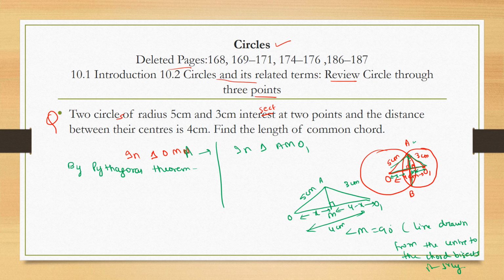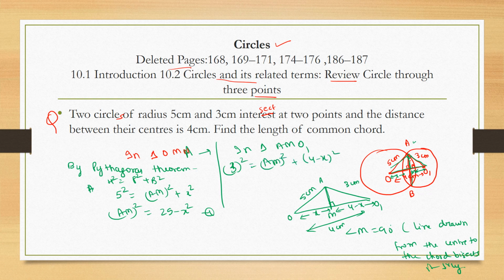So by Pythagoras theorem, hypotenuse square is equal to perpendicular square plus base square. So hypotenuse is 5 square, perpendicular AM, and base is x square. So AM square is 5 square, that is 25, minus x square. This is your first equation. From here, you have 3 square equals AM square plus (4 minus x) whole square, right? This is 9, AM square plus 4 fours are 16 plus x square.